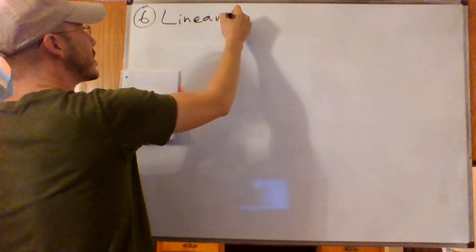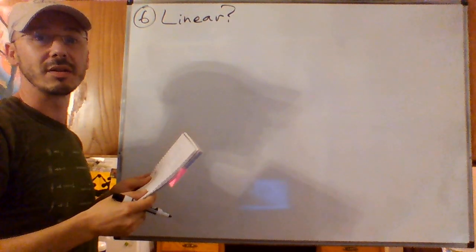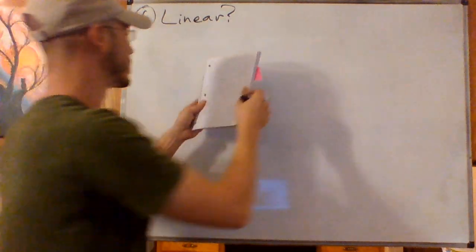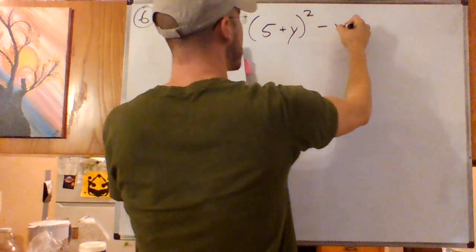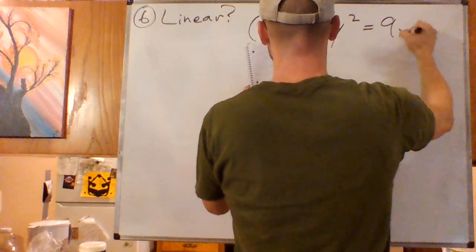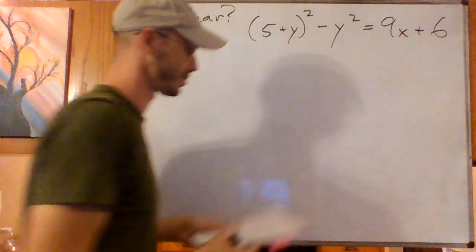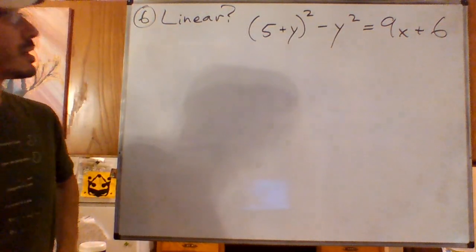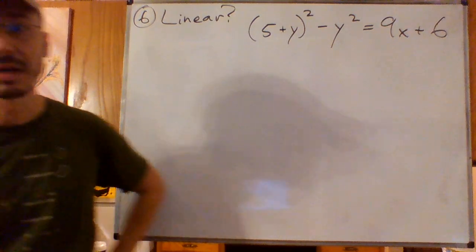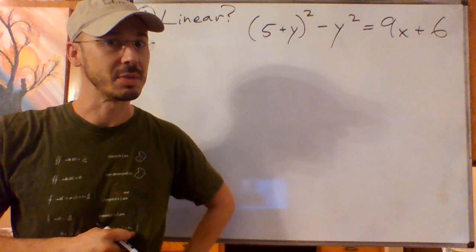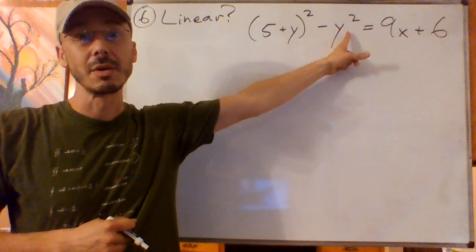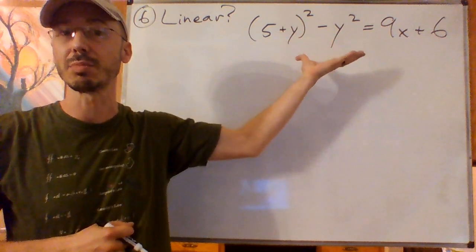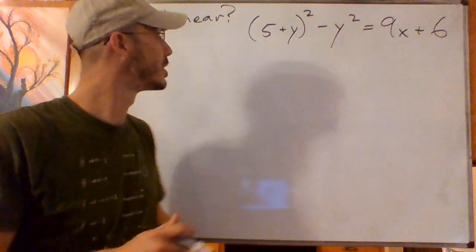Here's another one: is this equation linear? The equation is (5 plus y) squared minus y squared equals 9x plus 6. At first glance, this looks like it's not going to be linear because there's a y squared. But we can't tell. We actually have to simplify this expression to be able to tell if it's linear.